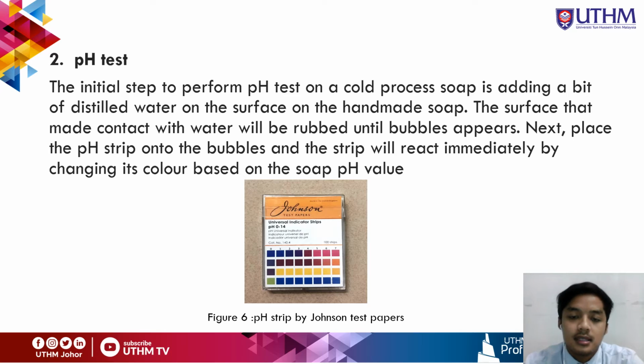Okay, next one is the pH test. The pH test is done to determine the pH value of the soap. The step is to add a bit of distilled water on the surface of the handmade soap, and then the surface will make contact with water, and we will rub until bubbles appear. Next, place the pH strip onto the bubbles, and the strip will react immediately by changing its color based on the soap pH value. The pH value ranges from 0 to 14, where 0 to 6 is acidic, 7 is neutral, and 8 to 14 is alkaline.